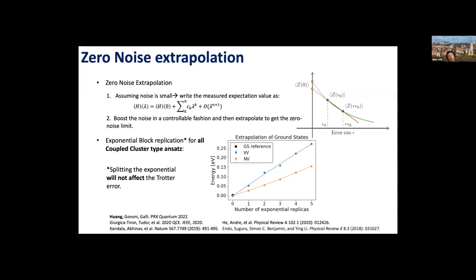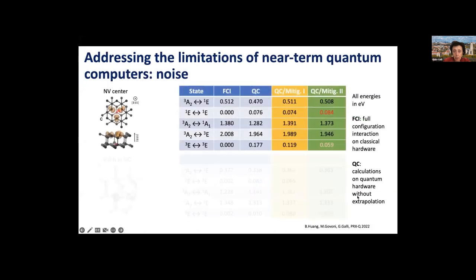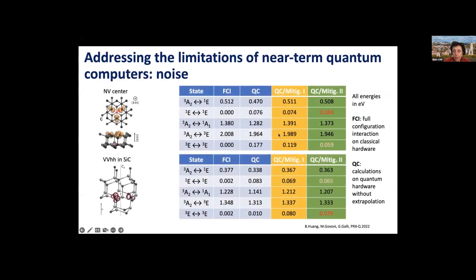If you want to do that, you need to take care of a lot of technical stuff. And this is what this paper is about, PRX Quantum 2022. But if you do that, you can extrapolate really well. And then you get a number, which I showed here. These are the numbers extrapolated, which makes sense. Otherwise, they would not make sense. I see. Thank you so much. Sure.